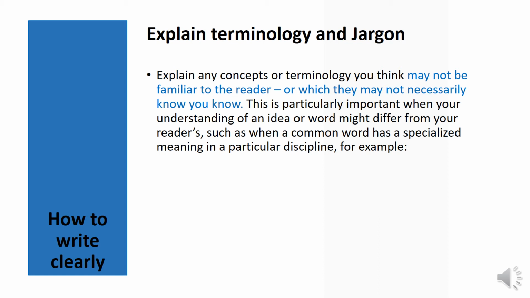How to write clearly? You can write clearly by explaining terminology and jargon. Explain any concepts or terminology you think may not be familiar to your reader or which they may not necessarily know. This is particularly important when your understanding of an idea or word might differ from your reader's, such as when a common word has a specialized meaning in a particular discipline.